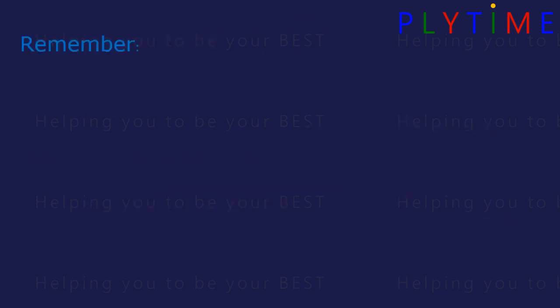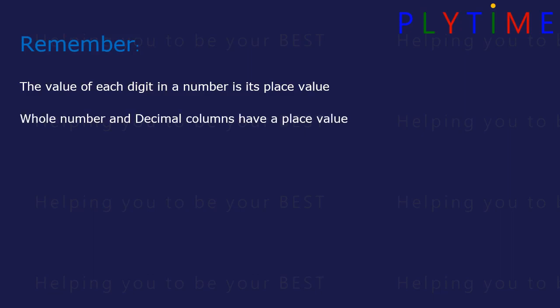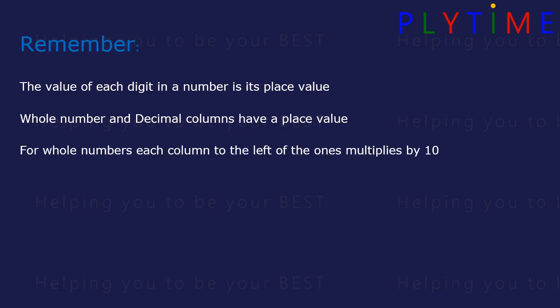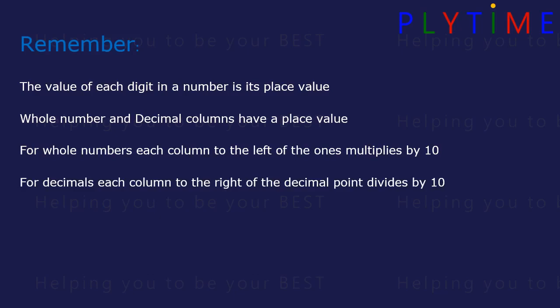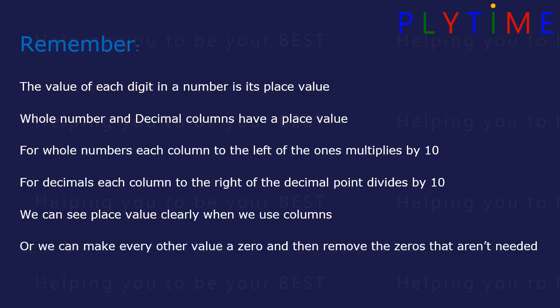Remember, the value of each digit in a number is its place value. Whole number and decimal columns have a place value. For whole numbers, each column to the left of the ones multiplies by 10. For decimals, each column to the right of the decimal point divides by 10. We can see place value clearly when we use columns. Or we can make every other value a 0 and remove the zeros that aren't needed to find the place value of a digit.